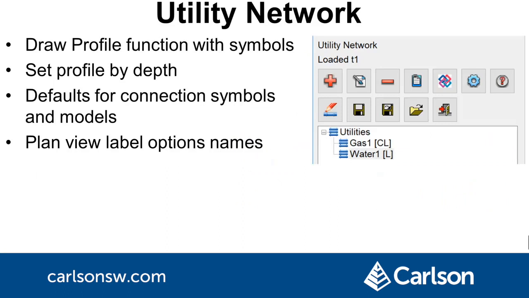Utility Network can now directly draw profiles for the utilities and draw symbols for connections on the profile. You can set the profile for the utility as a fixed depth from the surface. You can set up defaults for standard symbols to use for connections. The plan view labels have more options, like labeling the utility names.